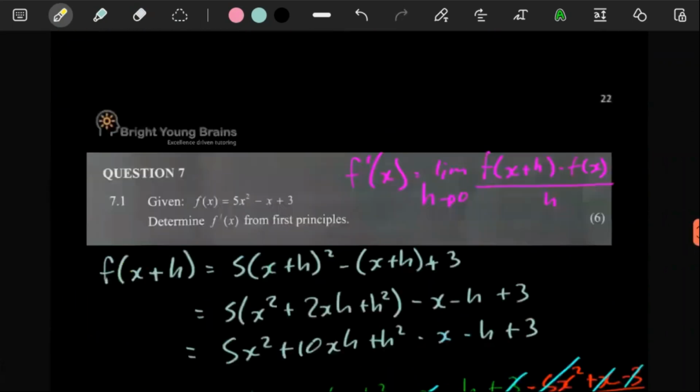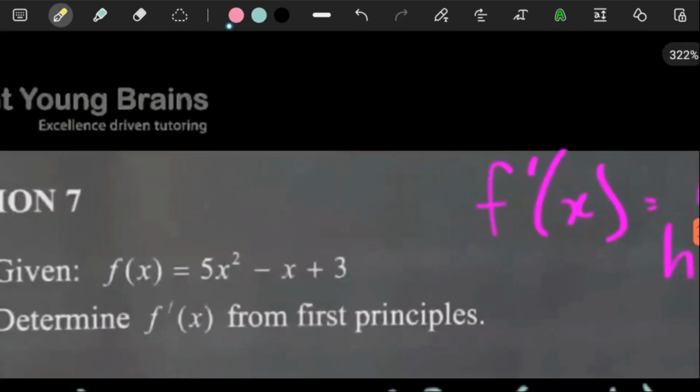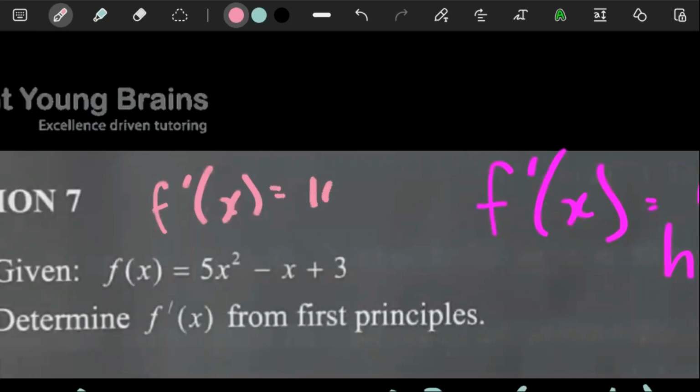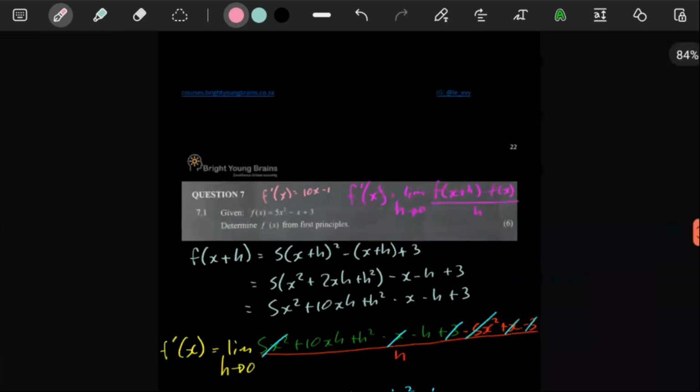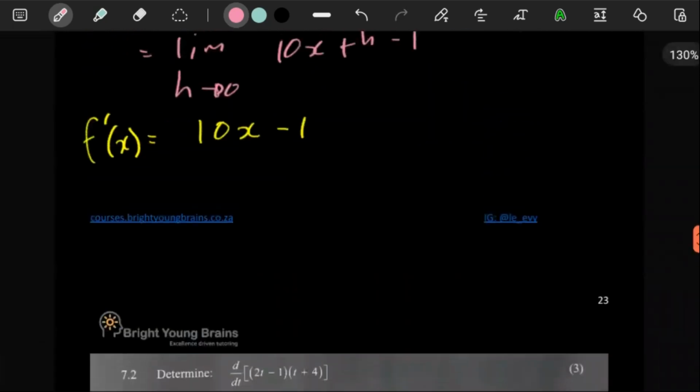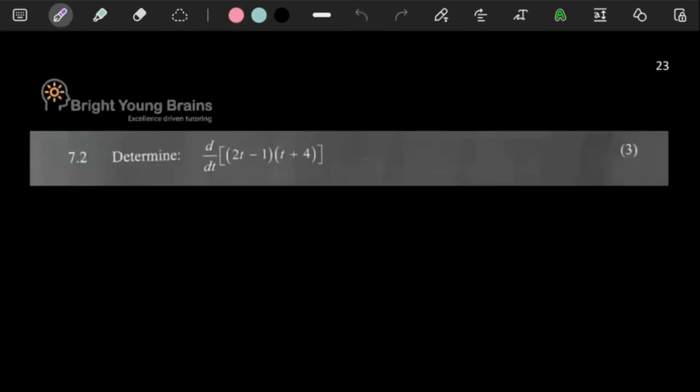So to double check your answer, if you were to get f prime, you would have said 10x minus 1. There we go.